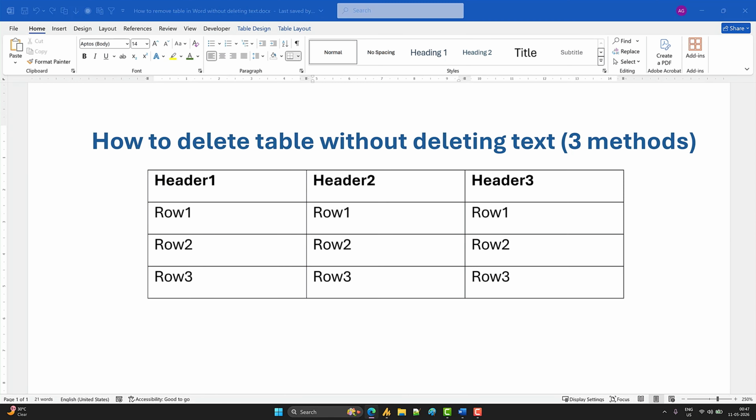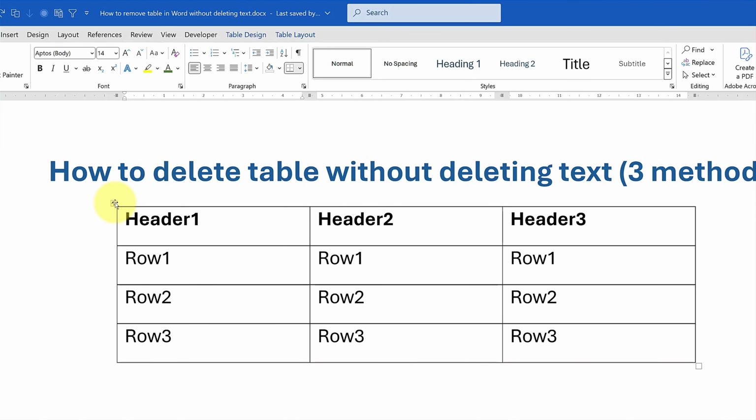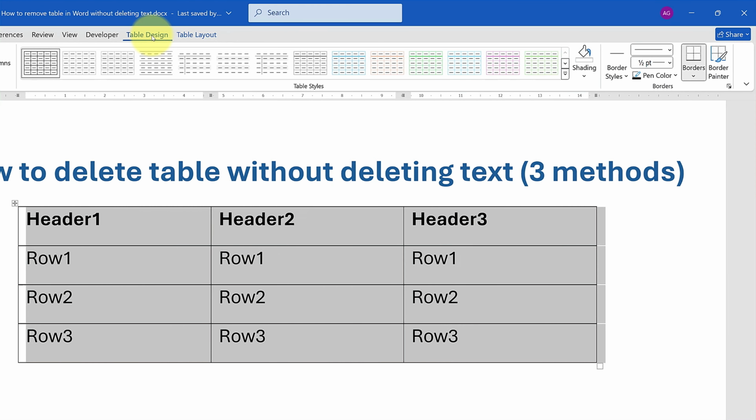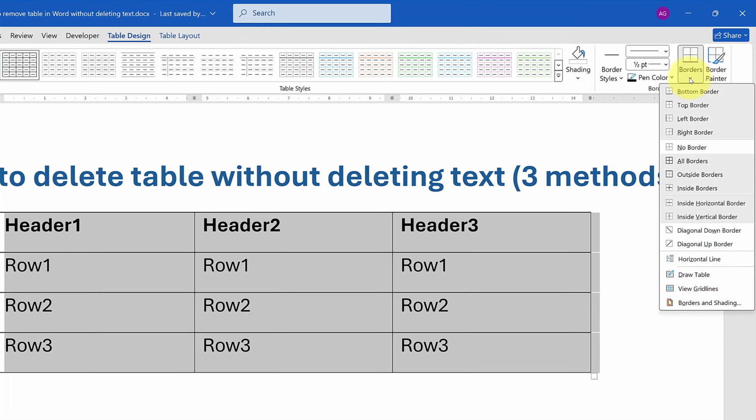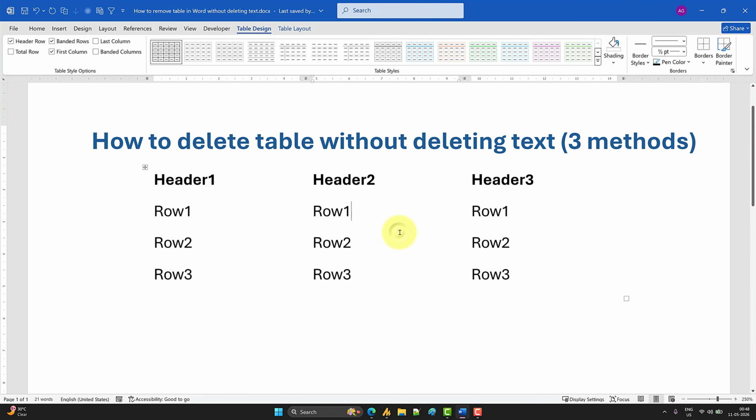Coming to method 3. If you are not 100% sure that you want to delete the table forever, then use this reversible trick. Select the entire table by clicking on this symbol on the top left corner. Go to table design. Click borders and then select no borders. So it will be a table, but we don't see the border.